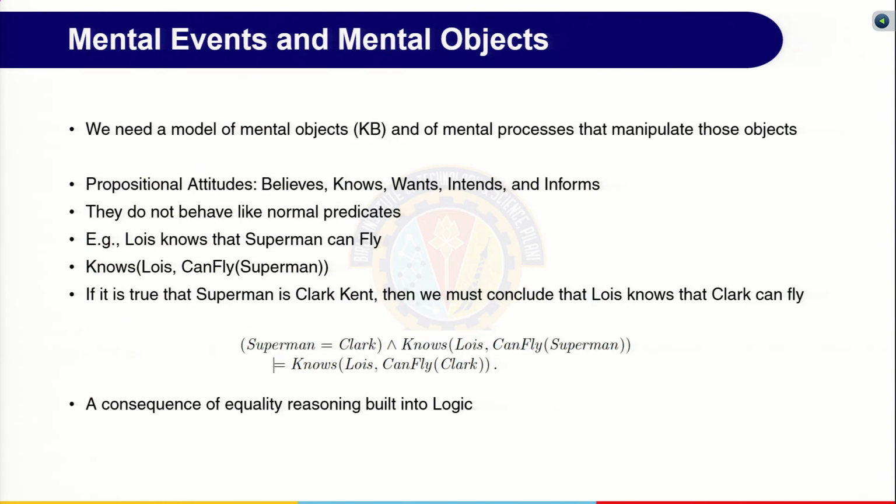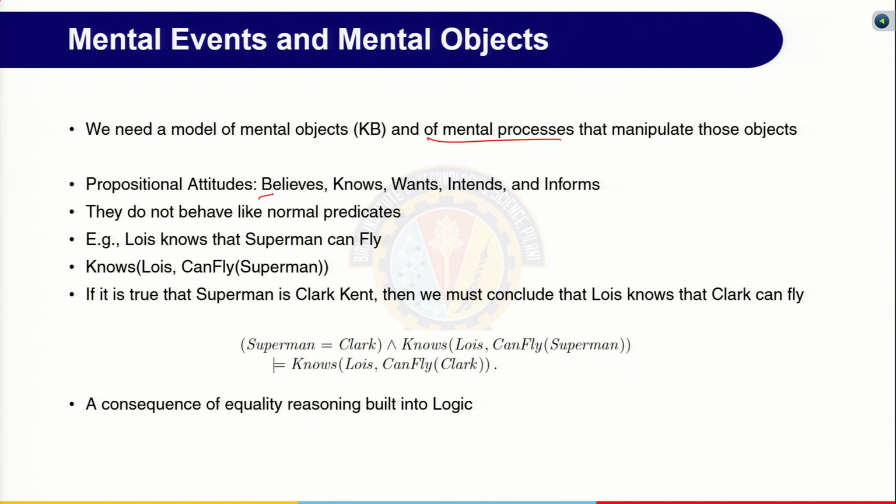So we need a model of our mental objects, which is nothing but a knowledge base. A knowledge base is a model of the information that we have in the world. Now we are taking one step back and saying that we need a model of the model. And we also need a model of the mental processes that manipulate these objects. So how can we define such a model?